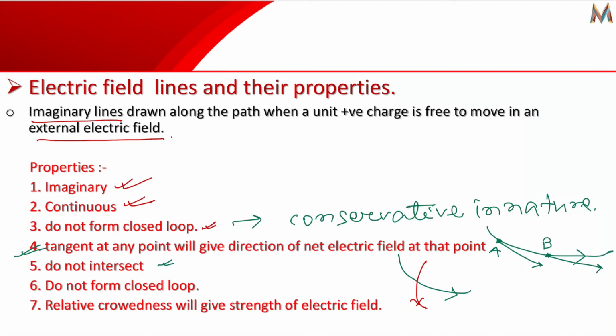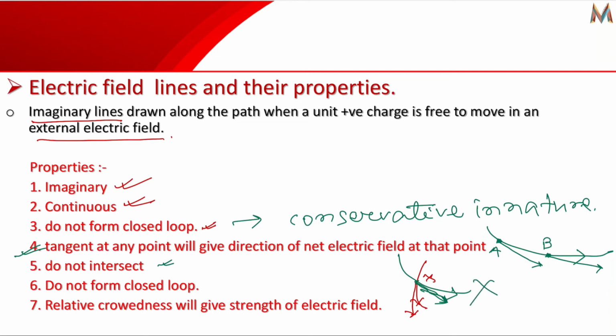And let it intersect here at this point. Let it be point X. At this point it intersects. Then at the intersection, we will draw a tangent. The tangent for this will be along this, and the tangent for this will be along this. So there will be two different tangents at the same point. That means two different directions of net electric field at the same point, which is not possible.